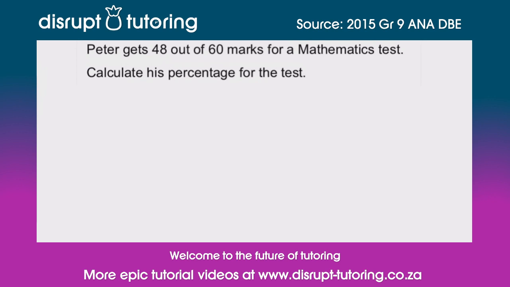Today we're going to look at something that's super useful, especially when you get your mark back for a test. So the question goes like this. Peter gets 48 out of 60 marks for a mathematics test. Calculate his percentage for the test.